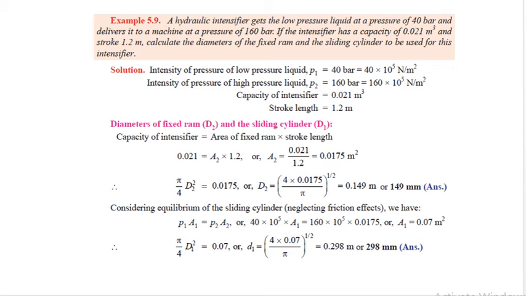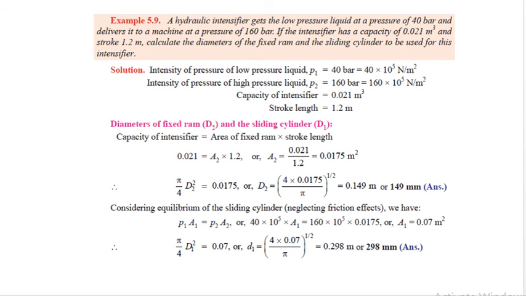So capacity of intensifier will be area of fixed ram into stroke length, A2 into 1.2. With the help of this we can calculate A2, that is the area of the fixed ram, and with the help of this A2 you can calculate diameter of fixed ram by equating it to pi by 4 d2 square. And we all know that P1A1 is equal to P2A2, and with the help of this formula you can calculate A1, that is area of sliding cylinder, and this A1 will give you diameter of sliding cylinder. That is the answer to your question.